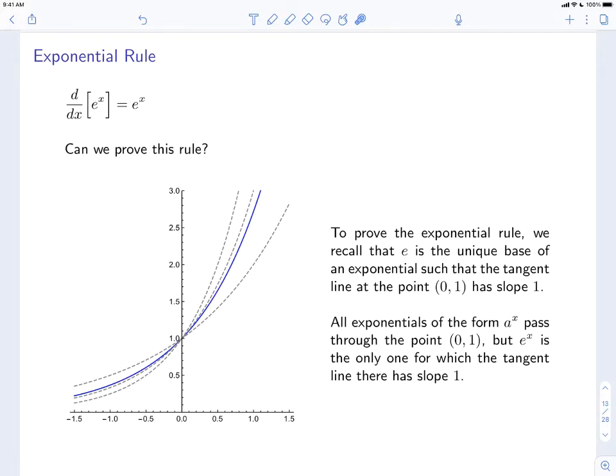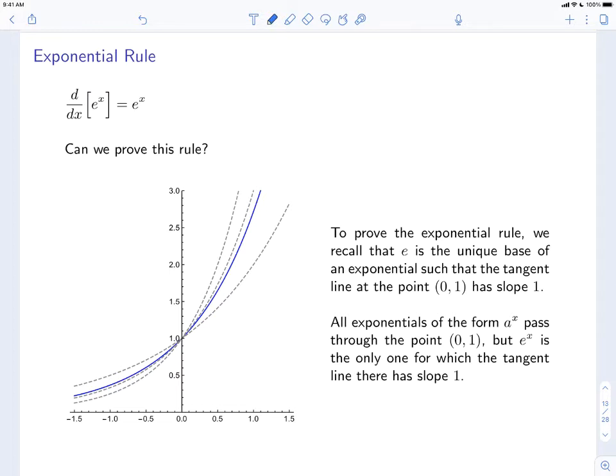To prove the exponential rule, we recall that e is the unique base of an exponential such that the tangent line at the point (0, 1) has slope 1. All exponentials of the form a to the x pass through the point (0, 1), but e to the x is the only one for which the tangent line there has slope 1.